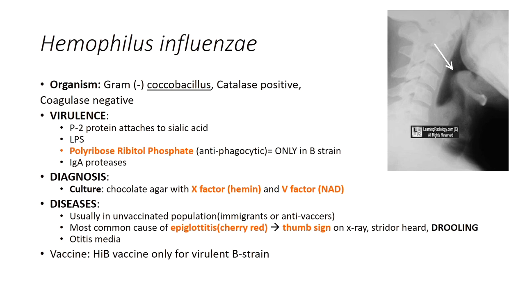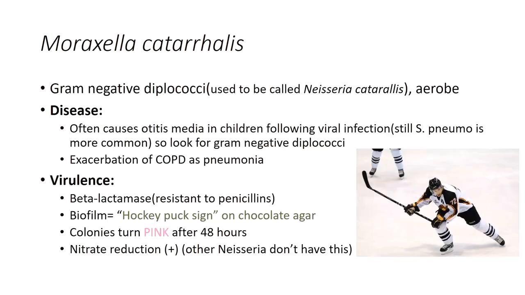You also have factor 5, which is NAD, nicotinamide. And guess what? How many cents is a nickel in the United States? It's 5. So nicotinamide is for factor 5. You have to have hematin and nicotinamide in order for it to grow on this chocolate agar, and that is specific for Haemophilus influenzae. If you see someone has an infection that only grows on chocolate agar with factors 5 and 10, you have H. influenzae. You have nothing else. That's the only thing that requires that.